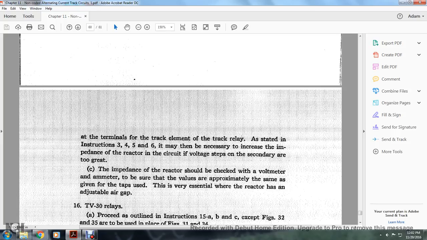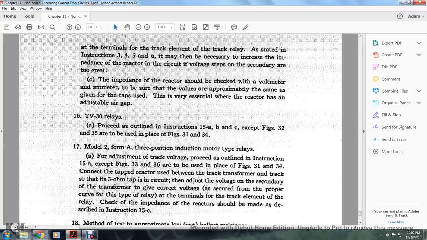It is very essential that the reactor has adjustable air gaps. 16. The TV30 relays. The procedure outlined in instruction 15A, B, and C applies, except that figures 32 and 35 are to be used in place of figures 31 and 34. Model 2 from the form A. These are positions of induction motor type relays, made before the adjustment of the track voltage, following the outlined instructions of 15A, except that figures 33 and 36 are to be used in place of figures 31 and 34.